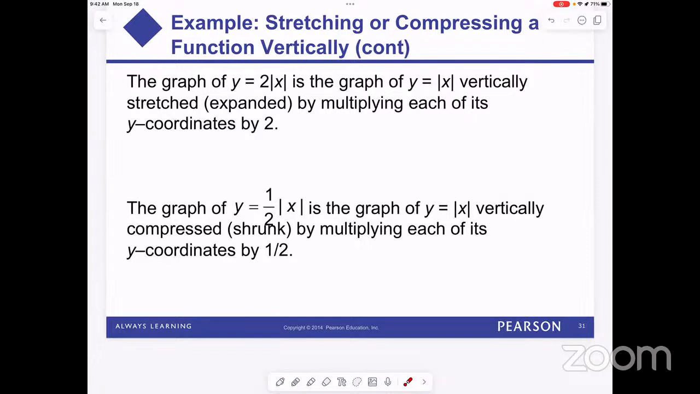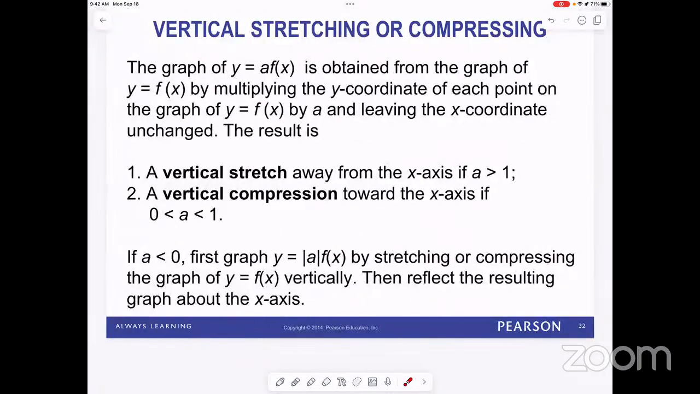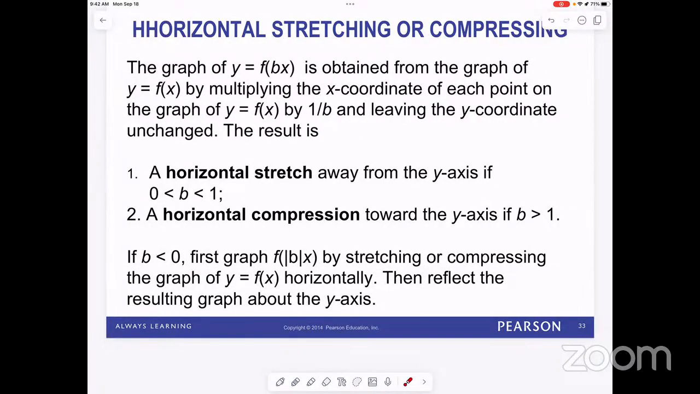Let me see. And that's essentially what this is saying here. It's kind of reiterating that, or it's like an official definition. And so then here, we've seen to where we multiply the outside by a number.